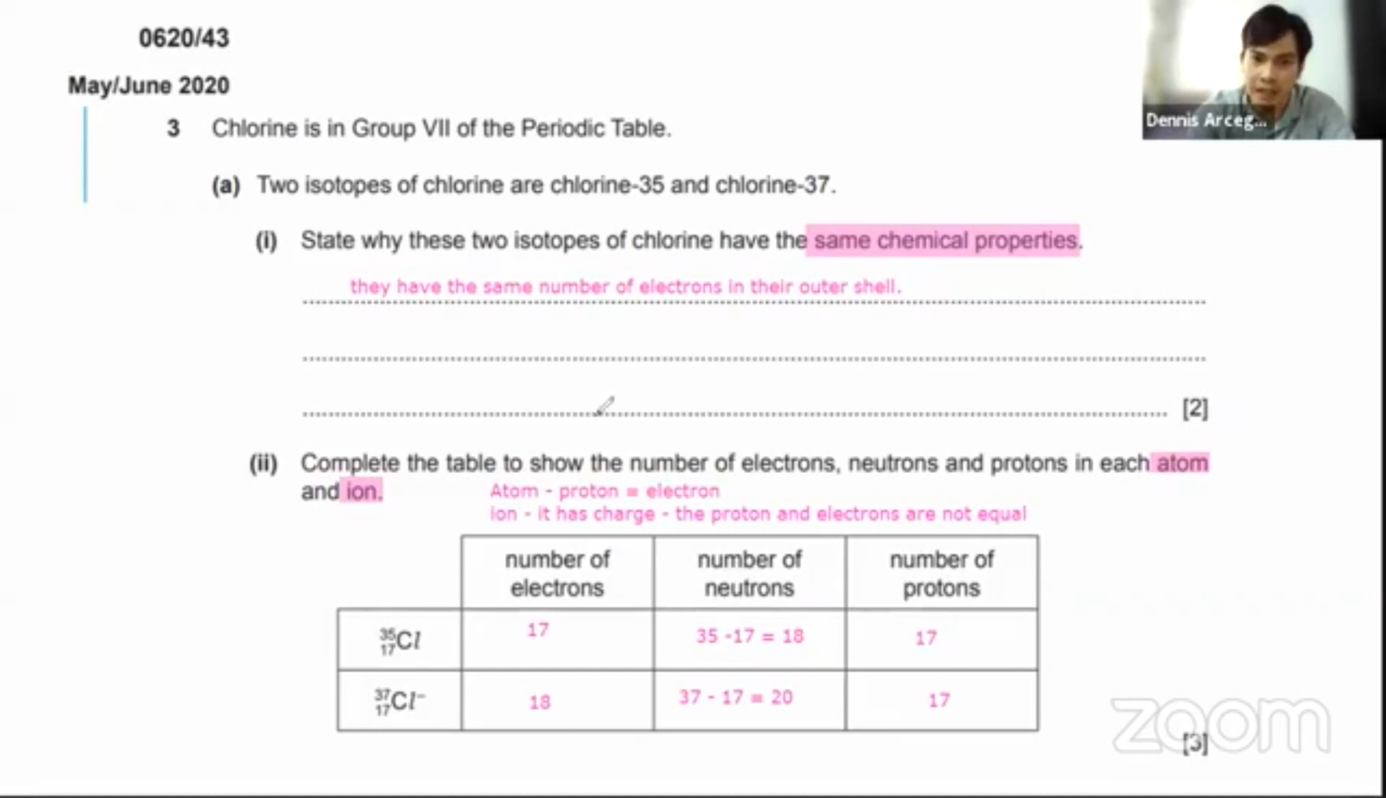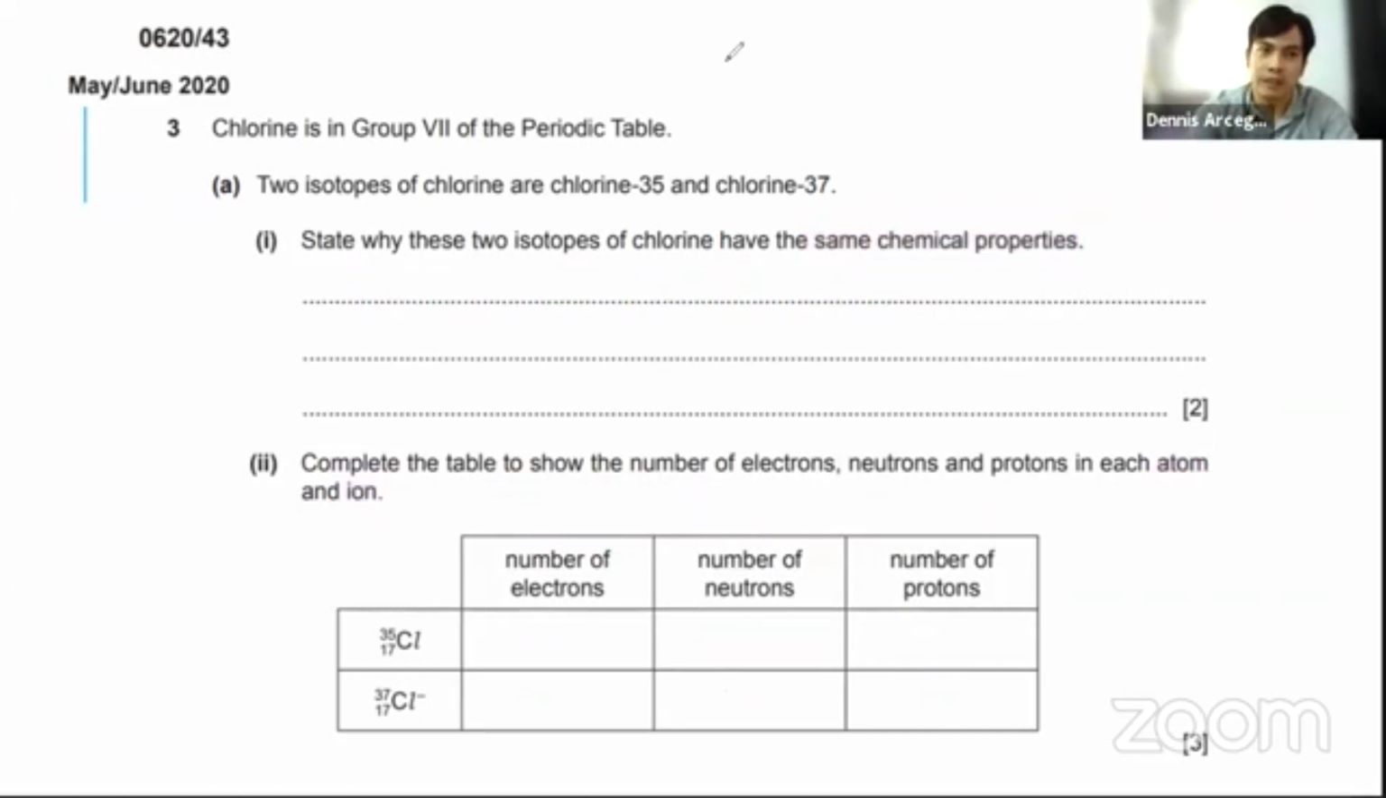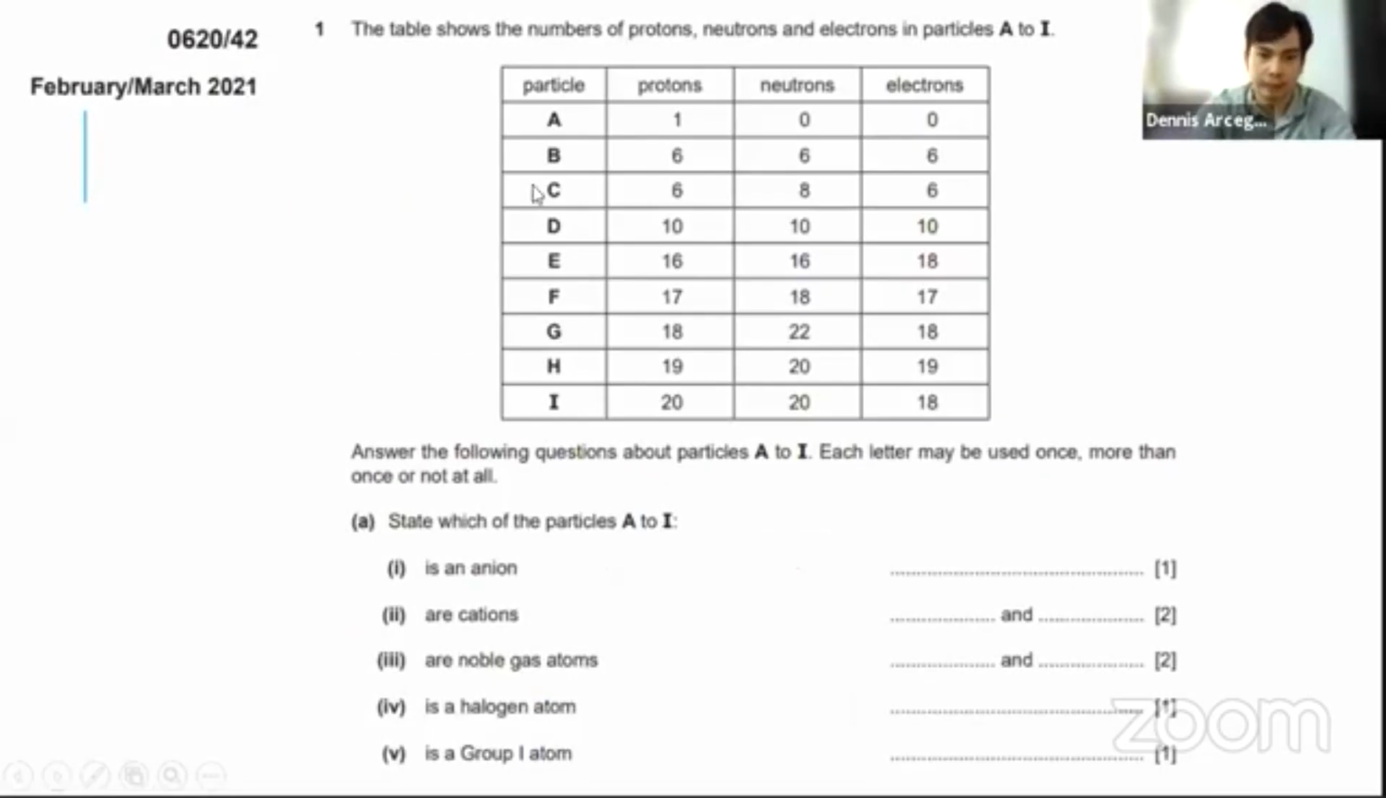Atoms and ions. Atom: proton is equal to electron, so it's neutral. But an ion has charge. So if it has charge like this one, it means it is an ion. The protons and electrons are not equal. So if it's negative, it means it gained electrons. Next, let's proceed to the next one.